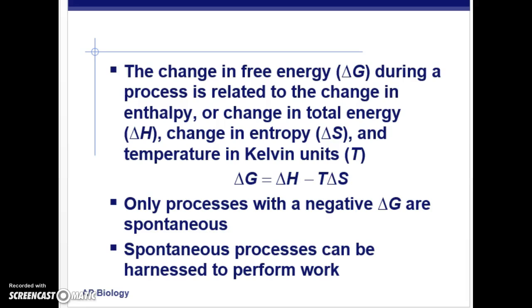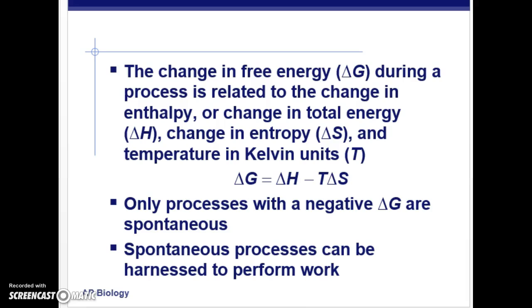Another way of stating this is that for a process to occur spontaneously, the system has to give up some enthalpy. That means the delta H, which is the total heat or energy of the system, has to decrease. And that will give us a negative delta G. Or the system can give up some of its order, so the delta S will increase, more disorder, in order to get a negative delta G. So the delta G has to be negative in order for the process to be spontaneous.